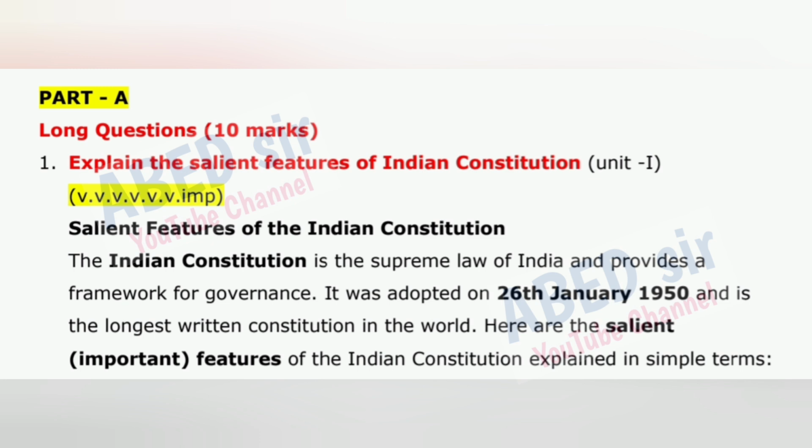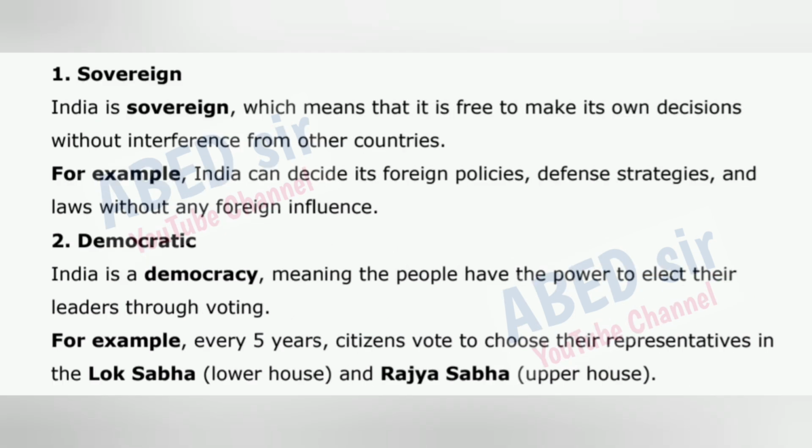Here are the salient, important features of the Indian Constitution explained in simple terms. 1. Sovereign. India is sovereign, which means that it is free to make its own decisions without interference from other countries. For example, India can decide its foreign policies, defense strategies, and laws without any foreign influence.